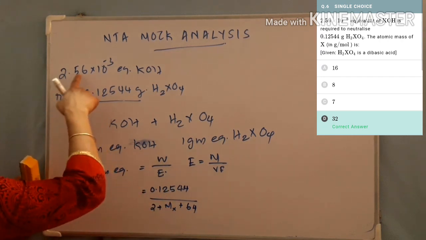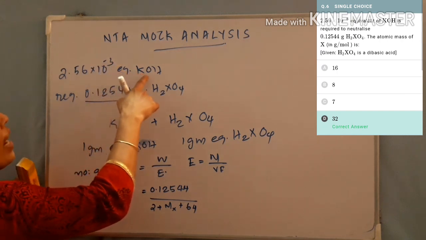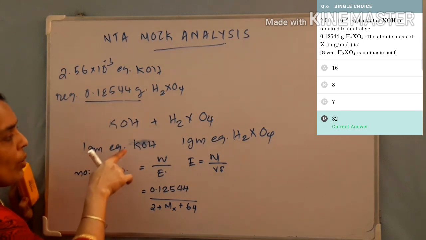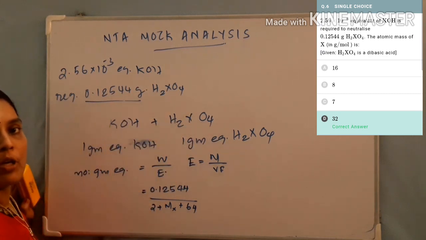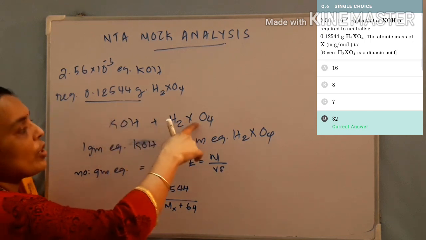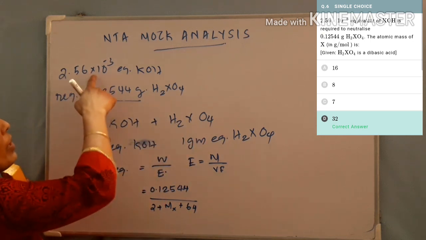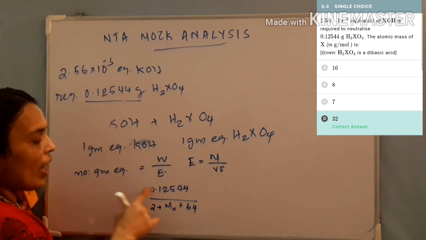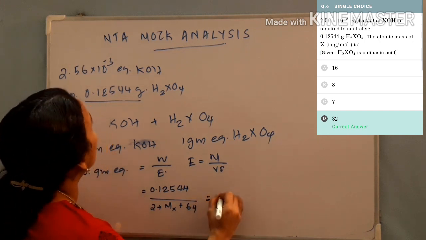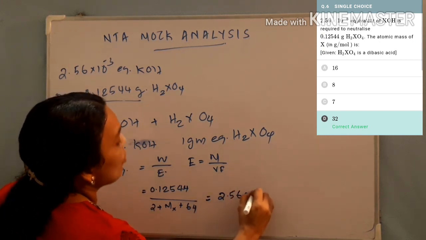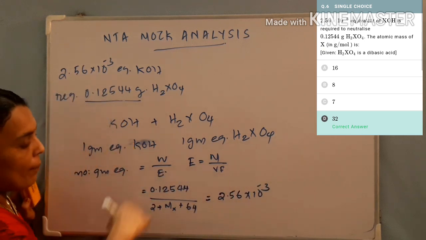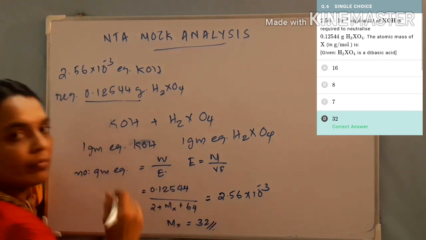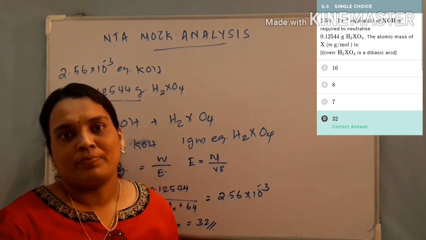And it is given that 2.56 into 10 raised to minus 3 gram equivalent of KOH is completely reacting with this much gram. We know 1 gram equivalent of KOH requires 1 gram equivalent of acid. So this much equivalent of KOH requires this much equivalent of acid. So we can write the number of gram equivalents is equal to 2.56 into 10 raised to minus 3. By solving this, we have Mx is equal to 32. It is given in your options. Clear?